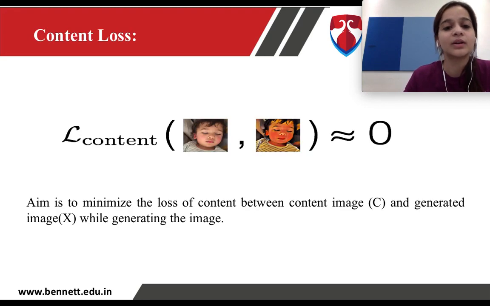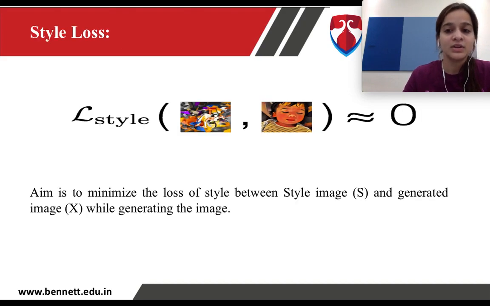Now what is content loss? Content loss is the comparison between the content of the content image and the generated image. That is, the first image is the content image and the second image is the generated image. So it is the loss of content from the content image to the generated image. Our aim is to minimize this content loss, that is, the object should be properly visible in the generated image. Now next is style loss. Style loss is the loss of style between the style image and the generated image. Our aim is to minimize the style loss also, from the style image to the generated image.